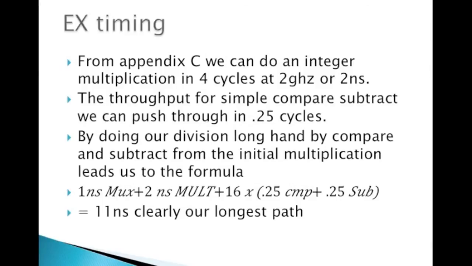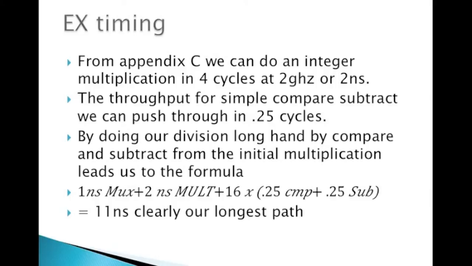From Appendix C, we find that we can do an integer multiplication in like 4 cycles. That's only 2 nanoseconds. The throughput for very simple integer things is like a quarter of a cycle. So for all of our compares and for our subtracts, we can use this as our estimate. Because we're doing long division by hand and it's all in a combinational cycle, we basically just need to add up all of these parts together.